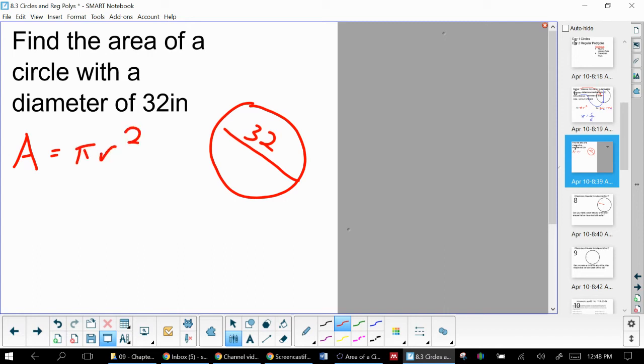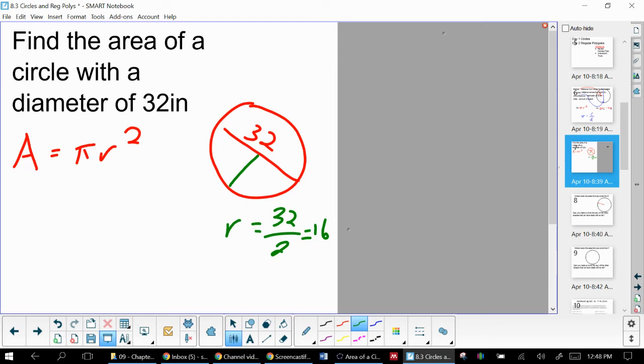The only problem here is, I don't know what r is. I know the diameter, but I don't know r. And so what we need to do is think about the fact that the radius is just half that distance. If the diameter is 32, r is going to equal half of that. 32 divided by 2 is 16. So at this point, the video is going to pause. Go ahead and find the area of that circle.